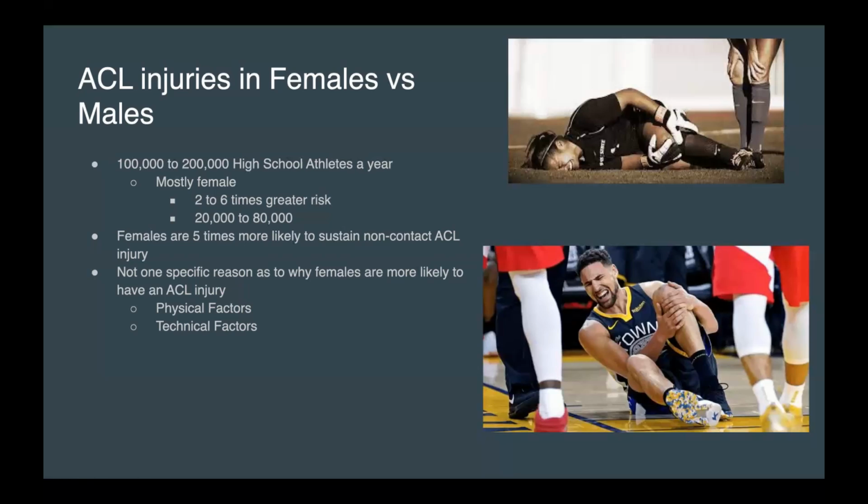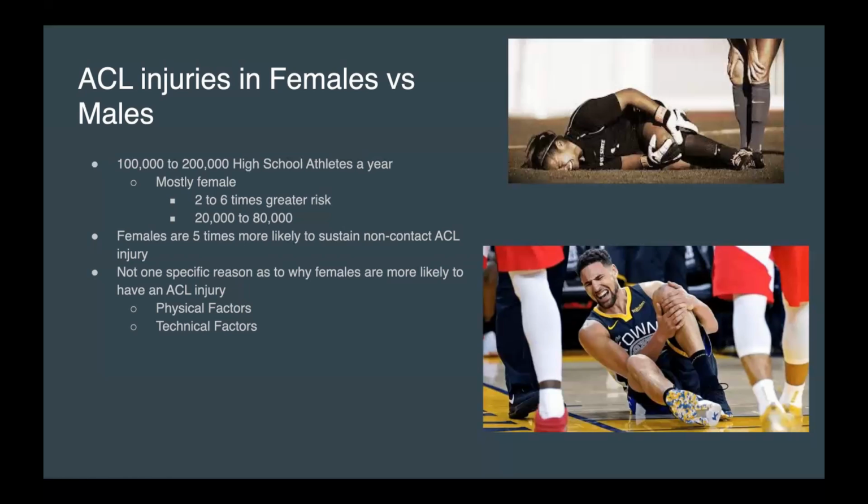Although there's not one specific reason as to why females are more likely to have an ACL injury, researchers believe there are anatomical and biomechanical differences between men and women, and that's what accounts for the injuries. I'm going to go a little bit more in depth about the physical factors and the technical factors as to why females are more likely to have that ACL injury than men.